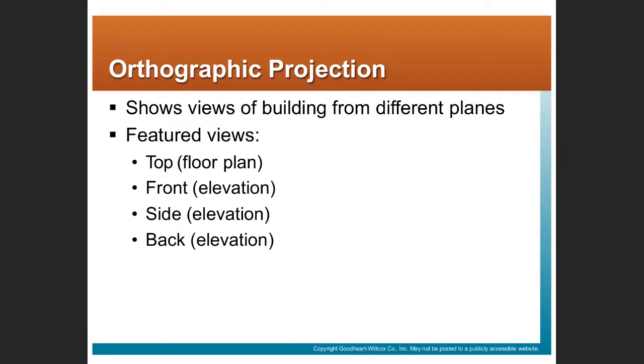So again, in an orthographic projection, we're taking a three-dimensional building, and we're going to look at it from different views, from different planes. If we look at that building or a floor of that building from the top looking down, that produces a floor plan. If we look at the building from the front or the side or the back, those are called elevations. Again, we're making different views of a three-dimensional object.